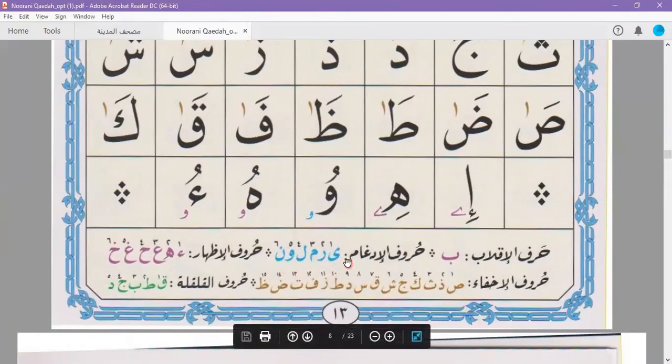Okay, but remember, ya, ra, mim, lam, waw, noon. These are the 6 letters of idgham. You have to memorize them. Memorize them using the mnemonic yarmalun. Ya, ra, mim, lam, waw, noon, yarmalun. Okay, remember this one word. You got all the 6 idgham letters in it.